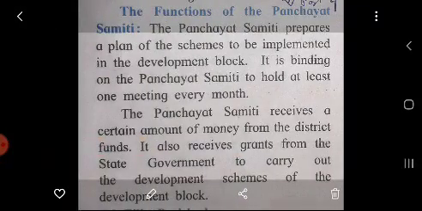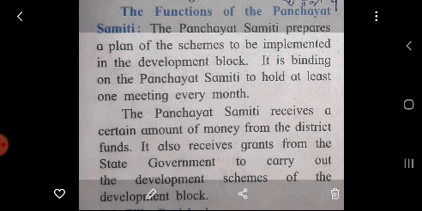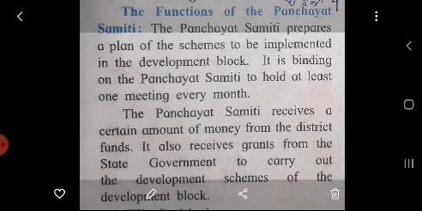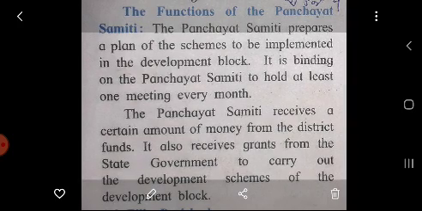Next, functions of the Panchayat Samiti. What are the functions? The Panchayat Samiti prepares a plan of the scheme. It prepares a plan which has to be implemented in the block, and put in the front of the state government. So the Panchayat Samiti has to prepare a plan and put it in the front of the state government.